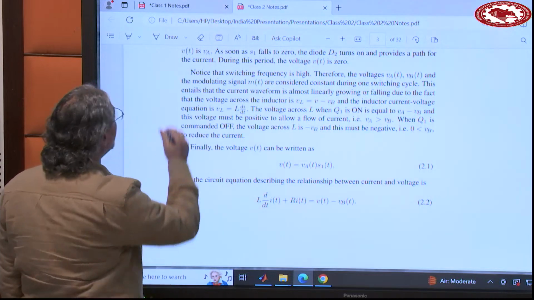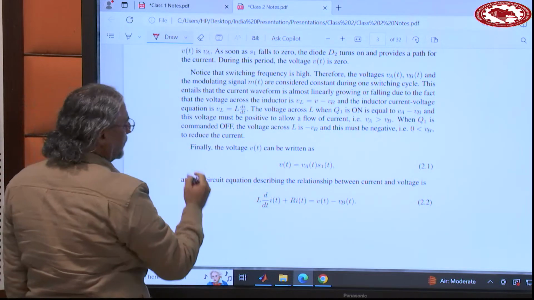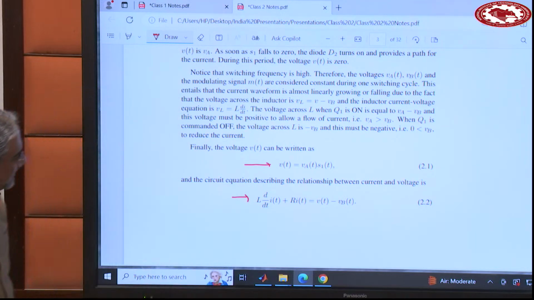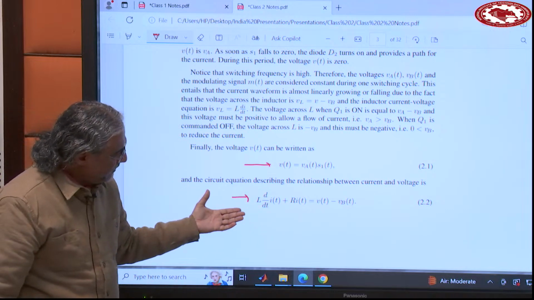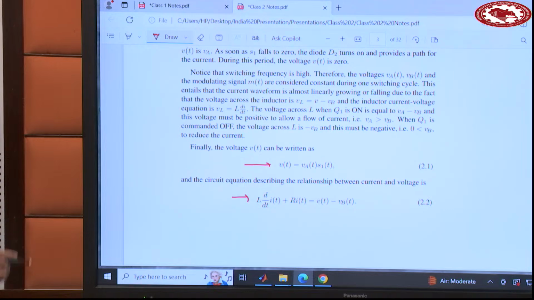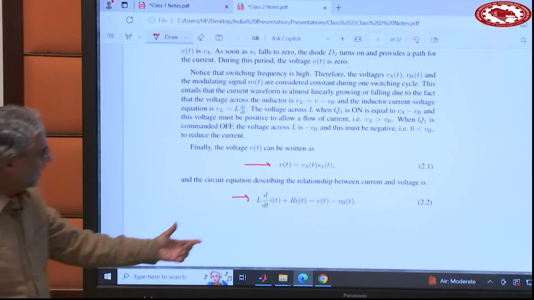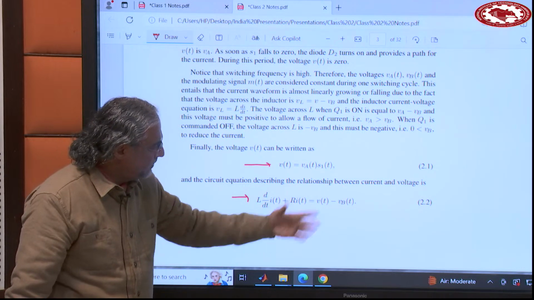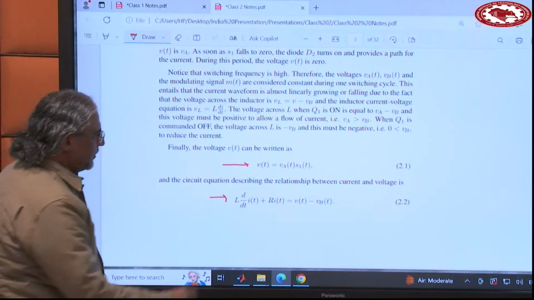These two. So the first equation here and the second equation here. So that's the one I just said, and this is the voltage equation in that loop. So the voltage drop across the inductor, L di/dt, plus Ri equals V minus Vb. Okay.